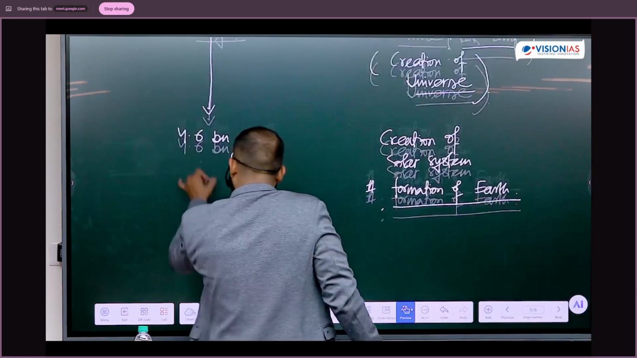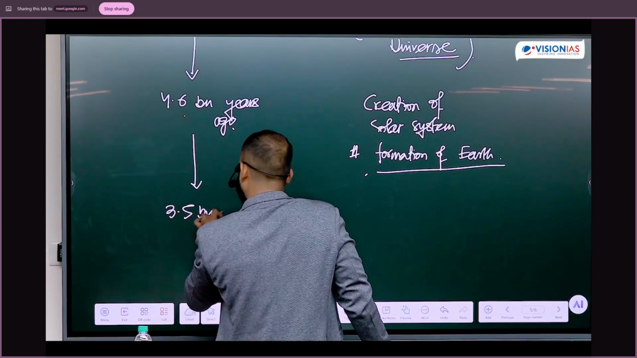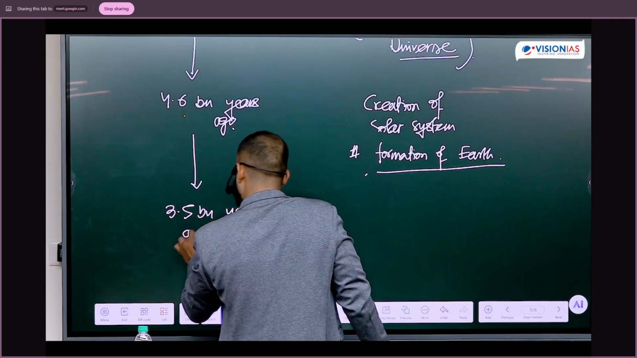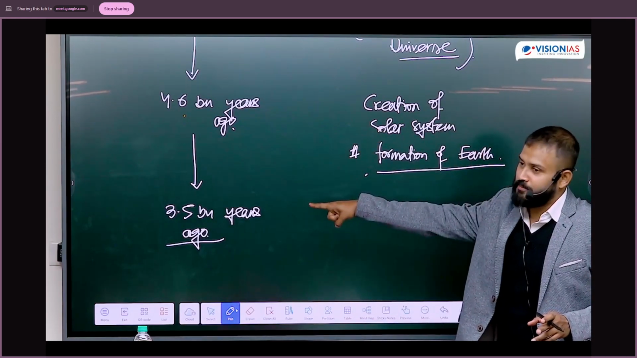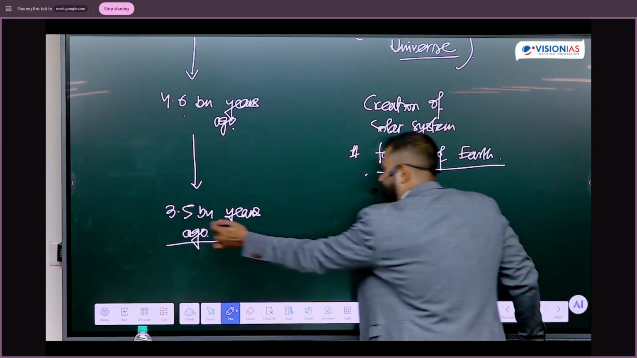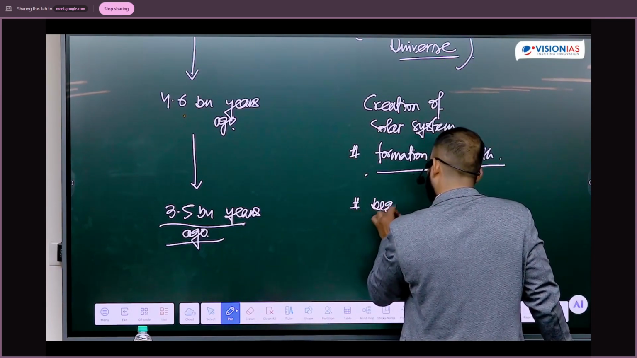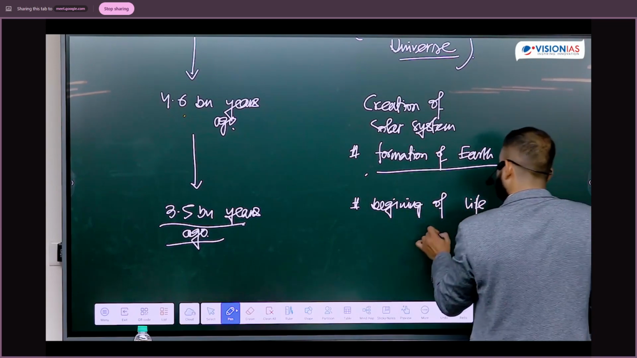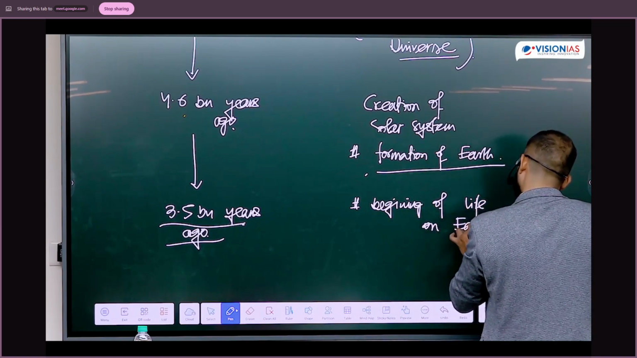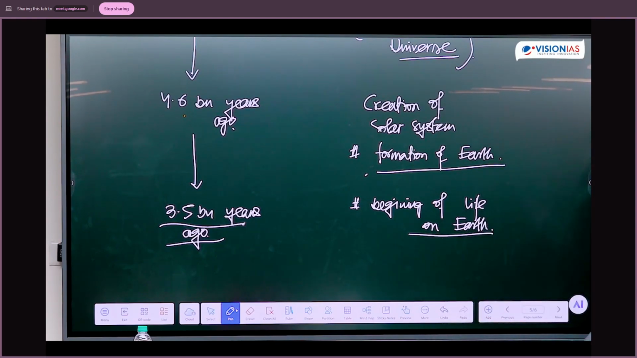Suppose from 4.6 billion years ago, we jump forward to 3.5 billion years ago. From 4.6 to 3.5 billion years ago, what is this known as? That means the beginning of life on Earth. Beginning of life on Earth. In terms of discipline, that is the beginning of biology, of course.